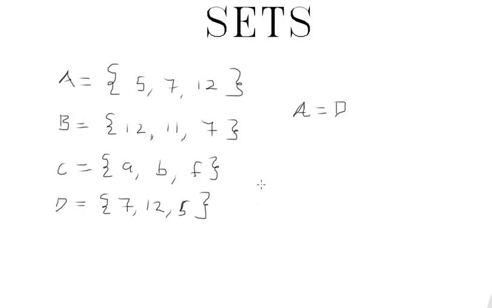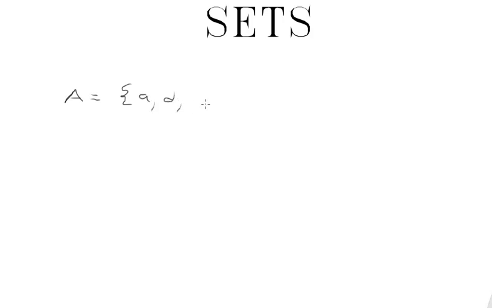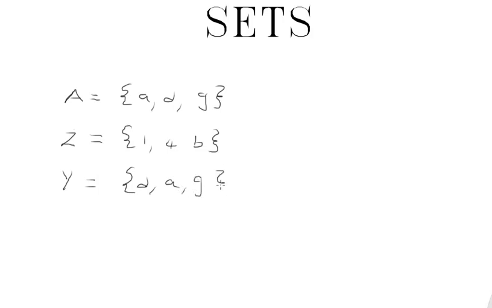All right? Do you understand? Or should I give you another example? So let's look at another example of sets that can be equal. We've got set A, which is equal to A, D, G. We've got set Z, which is equal to 1, 4, B. We've got set Y, which is equal to D, A, G. And we've got set T, which is equal to 4, 1, B.